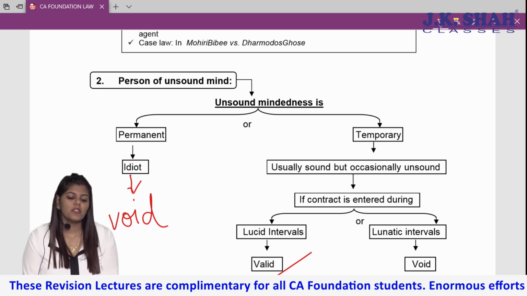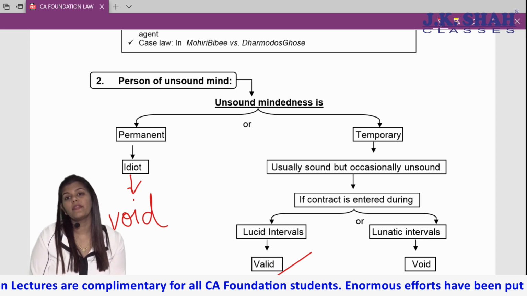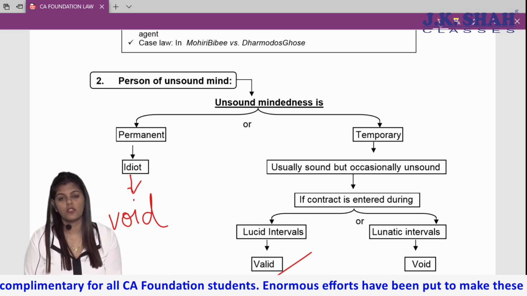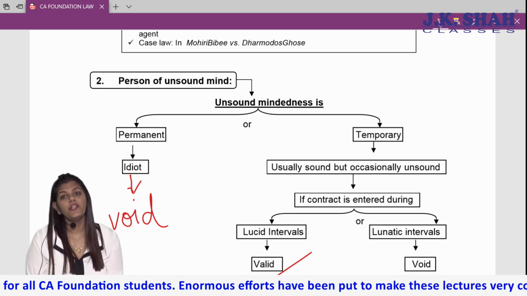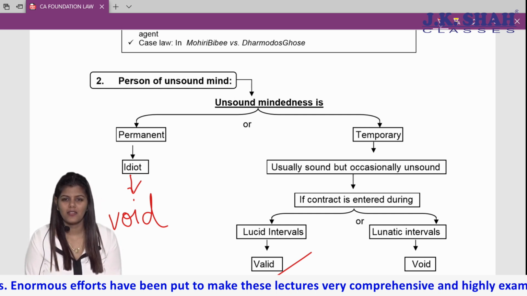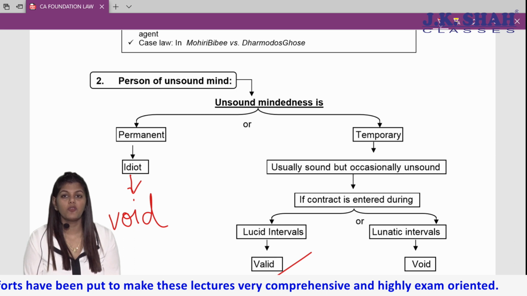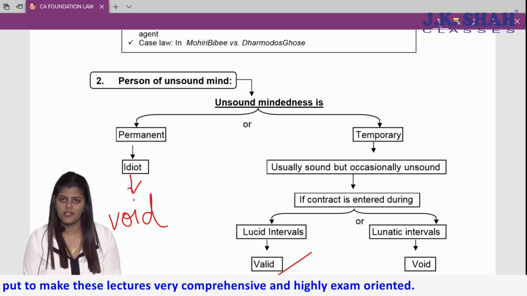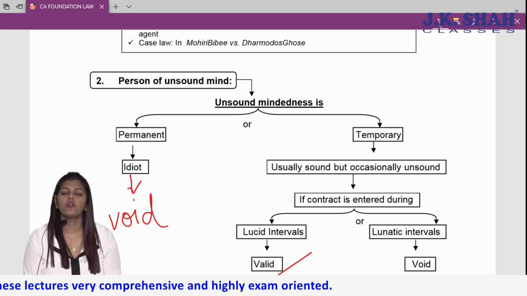Students tell me, ma'am, ये सब तो ठीक है, but how will you come to know at that time whether he is of sound mind or unsound mind? Yeah, that you will have to prove. Ma'am, how to prove? It's not there in CA syllabus. Because we chartered accountants don't have to prove, we just have to know the laws. So how to prove is none of our business.